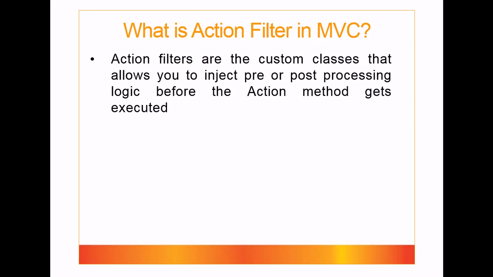This is an example of pre-processing logic, and let me give you one example of post-processing logic. Say something went wrong and an error has occurred in a particular action method. For this, you want to display a friendly error page. So you can use the handle error action filter, so that whenever an error occurs, it will show a friendly error page to the users. So this is what action filters in MVC are. They allow us to inject pre or post processing logic before the action method gets executed.